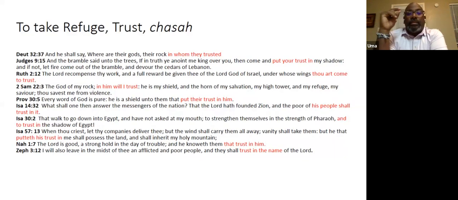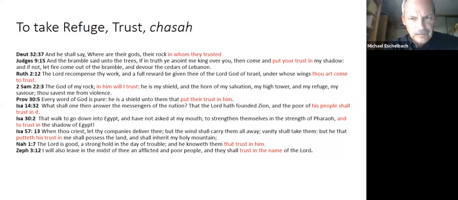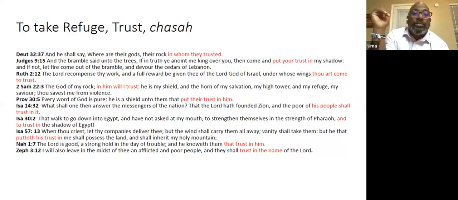Okay. This is not a reference to God. This is a reference instead to what God has done. The walk to go down into Egypt. I'll just go to the end part: to strengthen themselves in the strength of the Pharaoh, and to trust in the shadow of Egypt.